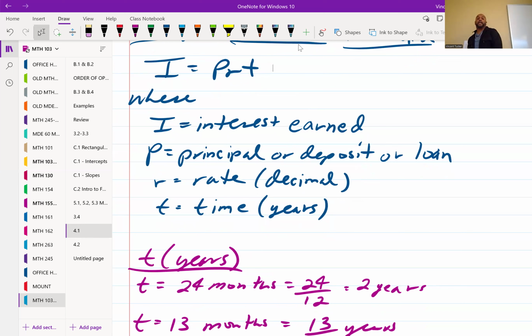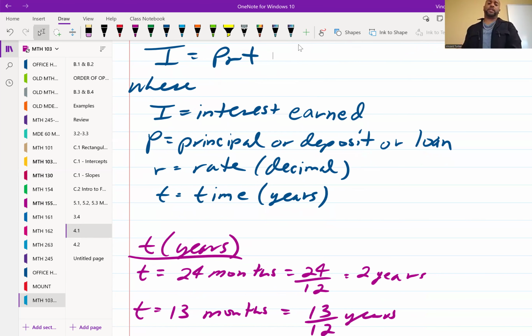All right, so when it comes to time, like I said, it needs to be in years before you do the calculation. So if it's not in years, that means you need to convert it to years. So just like we had the time span of 24 months, we already know that that's 2 years. The way we would calculate that is we take the 12 months that's in a year divided into 24, and that's how we get our 2 years.